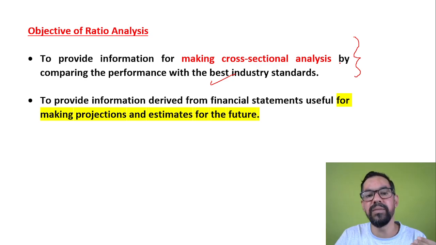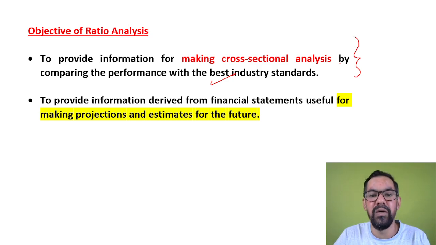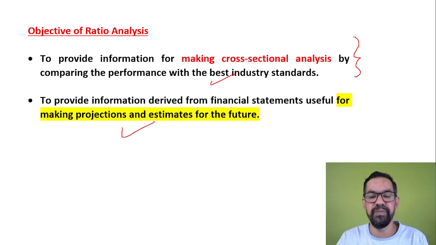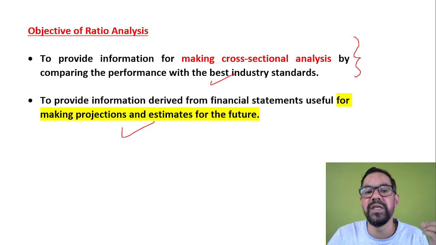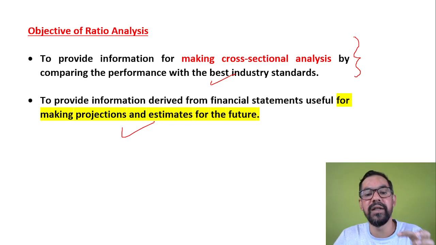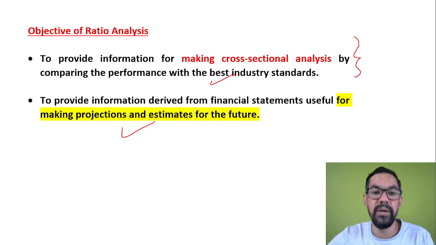So after the outcome, you can make your investment decision: which company to opt for the investment, or which to ignore. Also, to provide information derived from financial statements useful for making projections and estimates for the future. So after the outcome of these, like the balance sheet and P&L accounts, you can also make projections on the key focus areas where we can invest more, or the areas we can leave behind. So there are so many objectives which can be achieved by using ratio analysis.